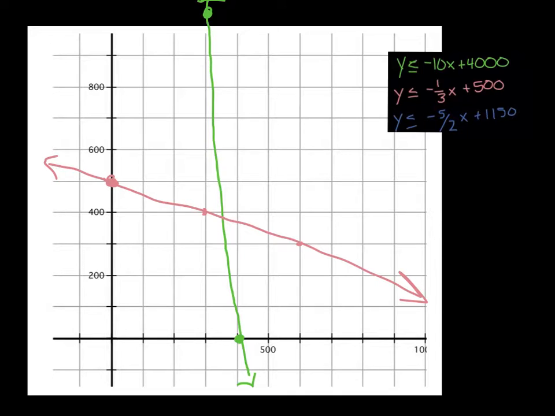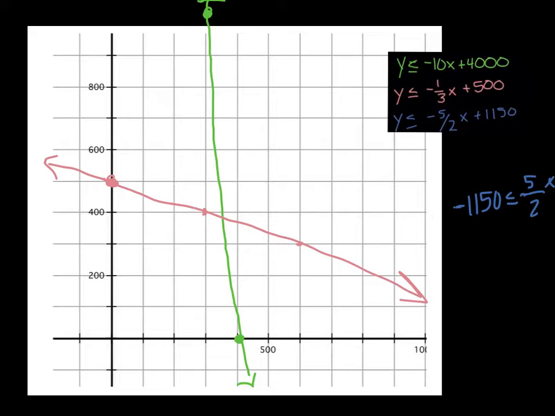And your last inequality, y is less than or equal to negative 5/2 x plus 1150. So 1150 is up there pretty high. So again, I would plug in my y value of 0 to get my x value. So if I did that, I would subtract the 1150 over and get negative 1150 is less than or equal to negative 5/2 x.